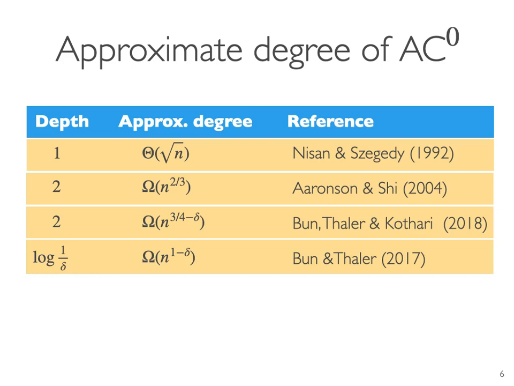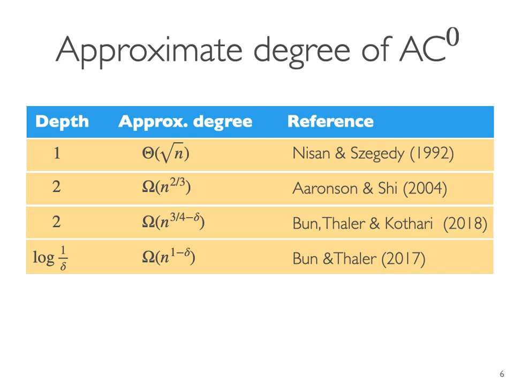A big step in this line of work was taken 5 years ago in a beautiful paper of Bun and Thaler, who proved a lower bound of n to the 1 minus delta for any constant delta. This essentially meets the trivial upper bound of n on the approximate degree of any function. Unfortunately, the depth of Bun and Thaler's circuit is quite large. It grows with 1 over delta.